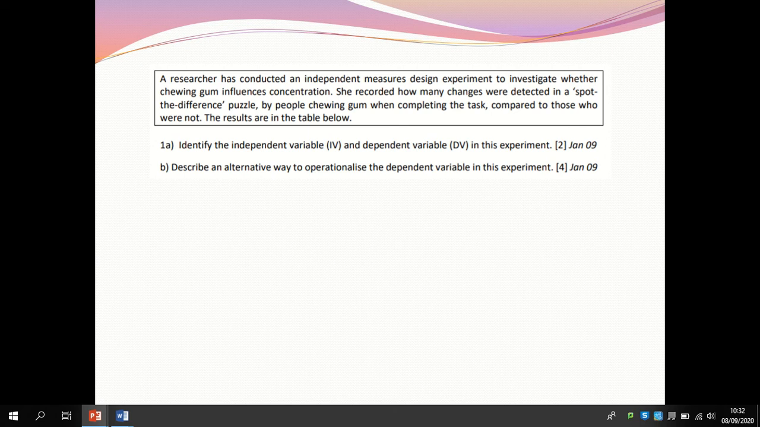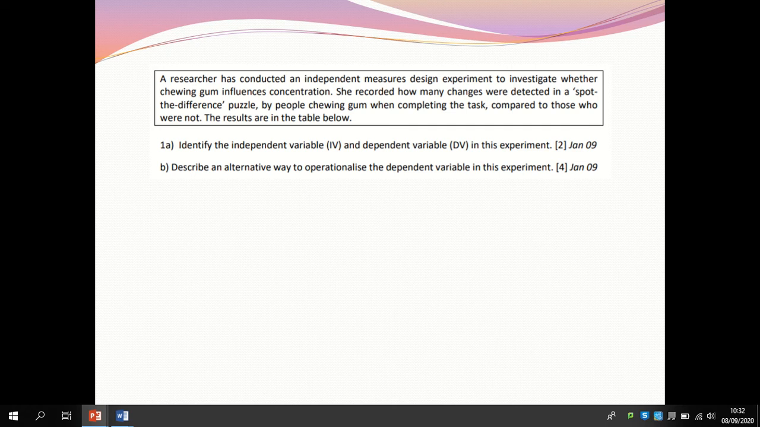The second question says, describe an alternative way to operationalize the dependent variable in this experiment. Now this is quite a difficult one. It's basically saying how else could you measure concentration? They've measured it by the amount of differences detected in a spot the difference puzzle. How else could you measure concentration?